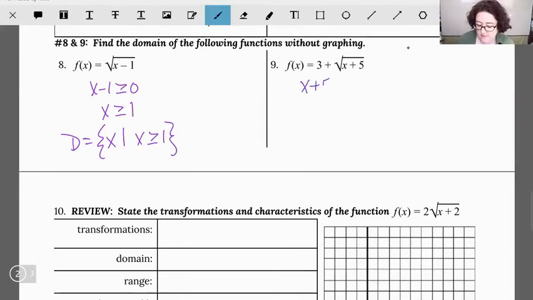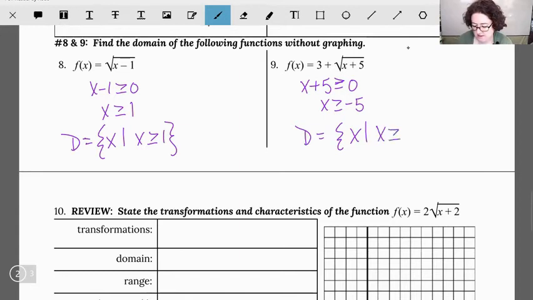Same thing for number 9. Only look at the radicand. That's the only place where this function might fall apart, is if we have negative values underneath that radical sign. So again, subtract 5 from both sides. So that means our domain x is such that x is greater than or equal to negative 5.